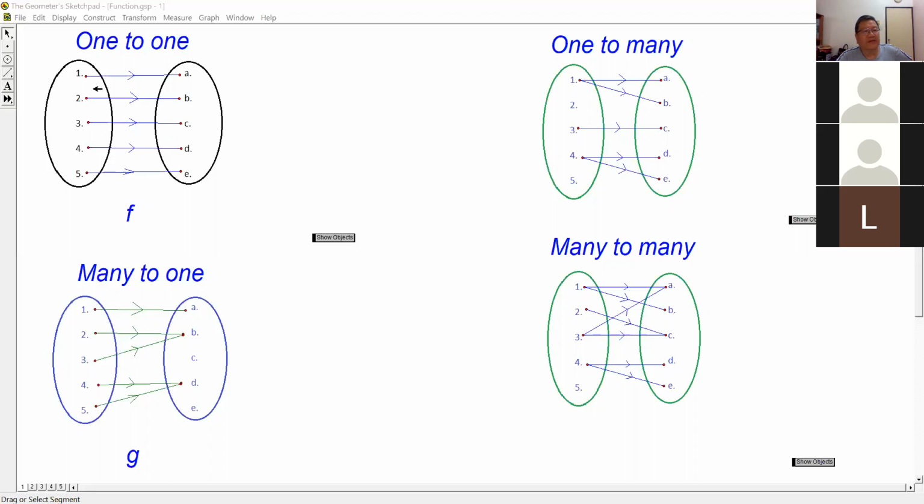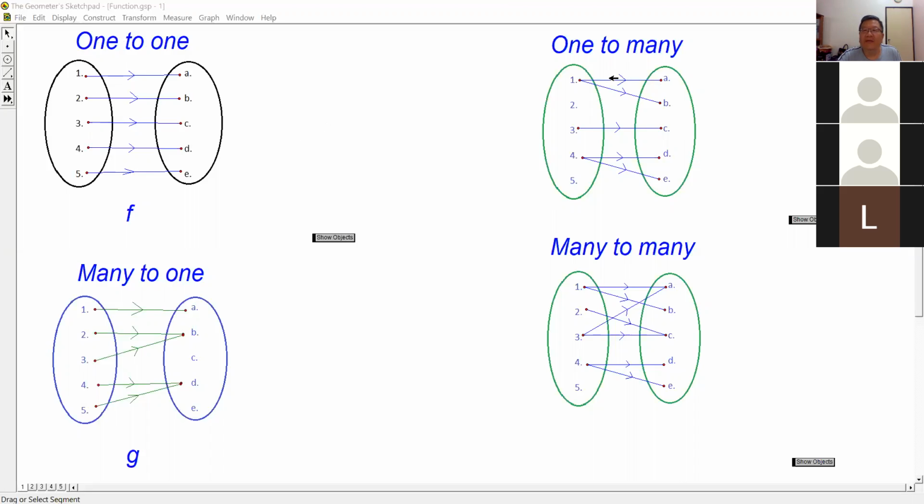Okay, so we look at this first relation here, right? We have 1, 2, 3, 4, 5 as the elements in the domain, and A, B, C, D, E as the elements in the range. So this relation maps one element in the domain with one element in the range. So this type of relation is called what? One-to-one relationship. Now, one-to-one relationship, is it a function? Yes, it is a function.